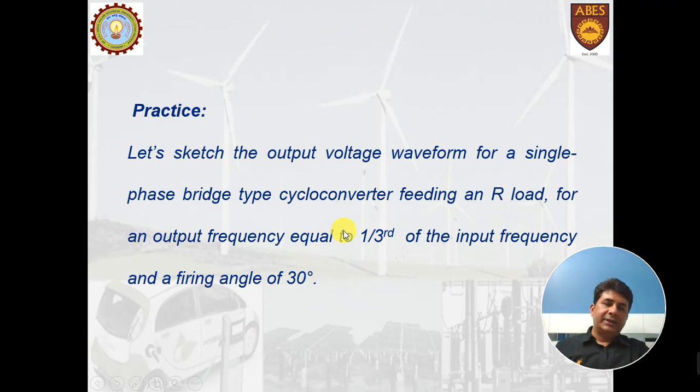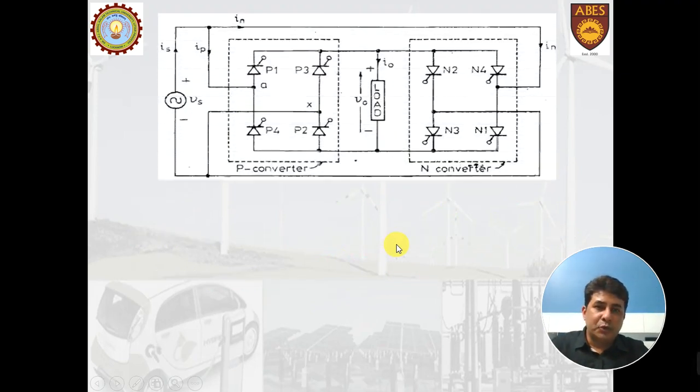Now, with this understanding of single phase to single phase cycloconverters, let's practice a small question. Let us try to sketch the output voltage waveform for a single phase bridge cycloconverter which is feeding an R load, and we wish to have an output frequency equal to 1/3 of the input frequency. Firing angle here is considered as alpha. Now beta will not be applicable here because the load is R. So let us see, if the firing angle is 30° and the required frequency is 1/3, how the output will look like. So we have considered a bridge converter.